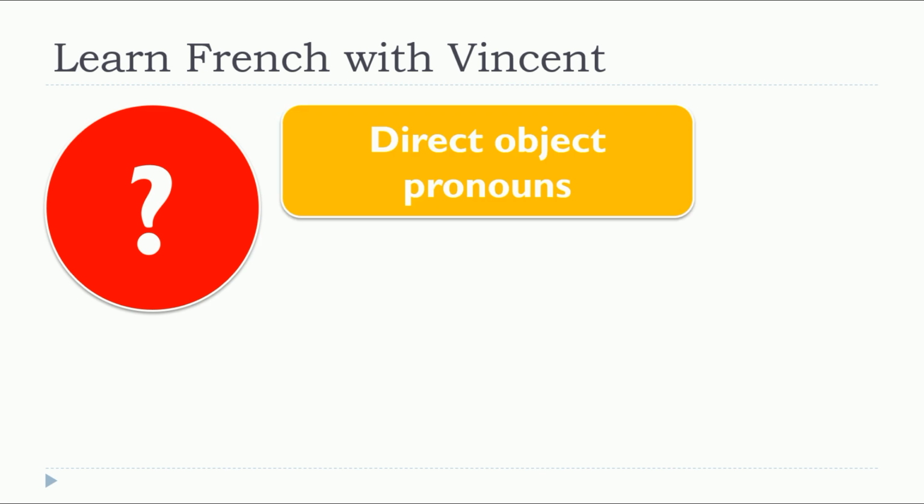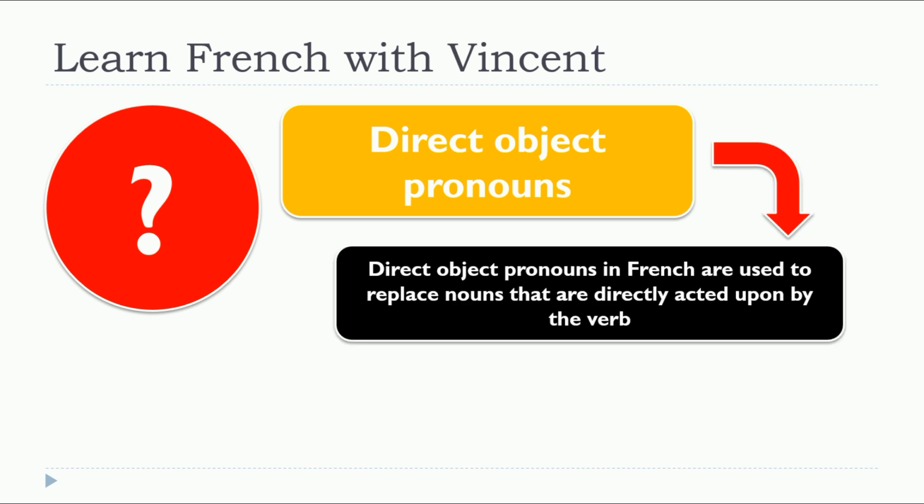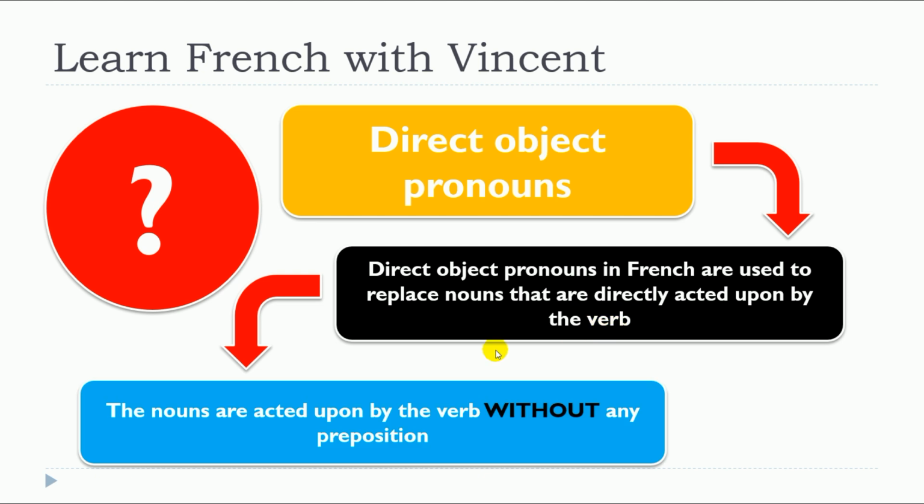I really invite you to have a look at my video covering this topic because it's quite precise and detailed. But then to make it short, the direct object pronouns in French are used to replace nouns that are directly acted upon by the verb. And the second thing that is important, the nouns are acted upon by the verb without any preposition. So there is no preposition between the verb and the nouns.